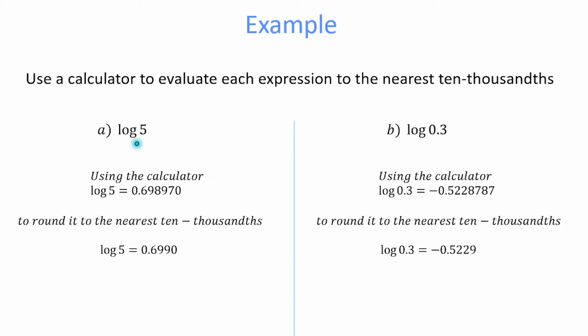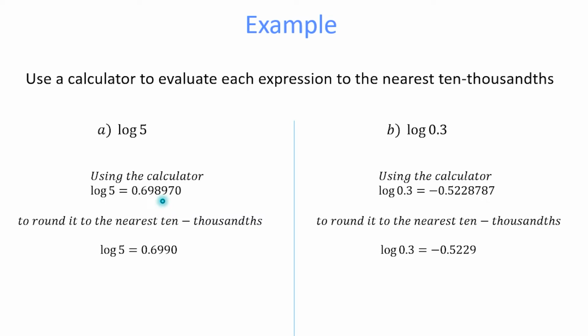First of all, log 5. Remember, first we need to press the log button, then press 5, and then the equals sign. Then your calculator will write out this value. And remember, we need to round to the nearest 10,000th, which means we need to keep 4 decimal places after the decimal point. This means we need to focus on the 5th decimal place and check whether it's above or below 5. Since this is 7, it means I need to round up this 9 to 10.